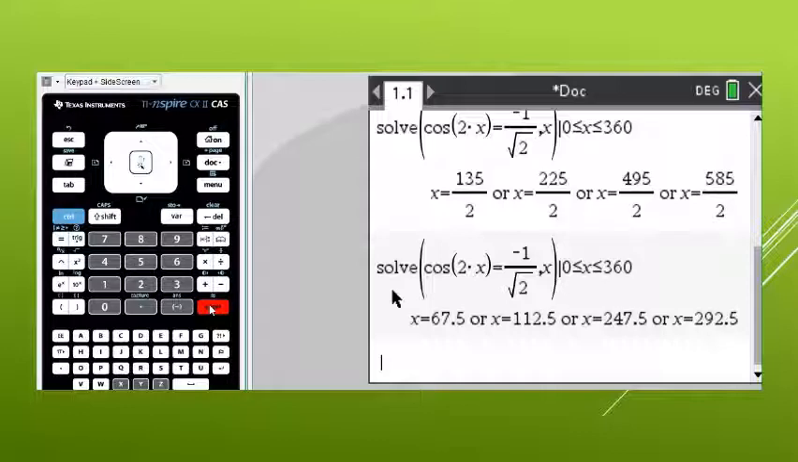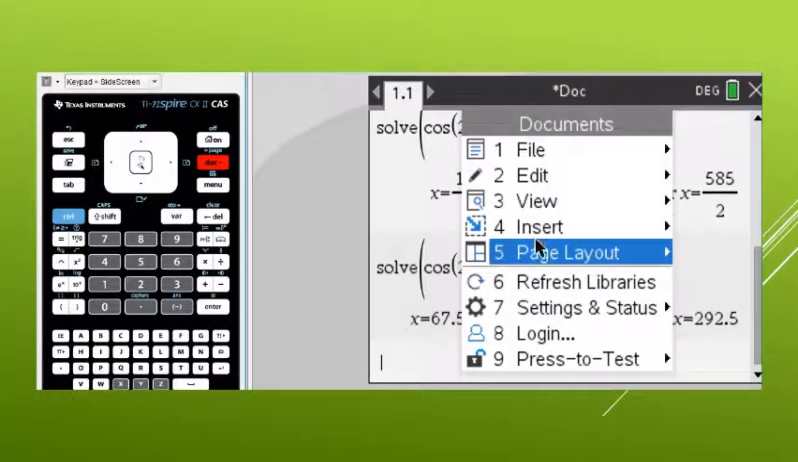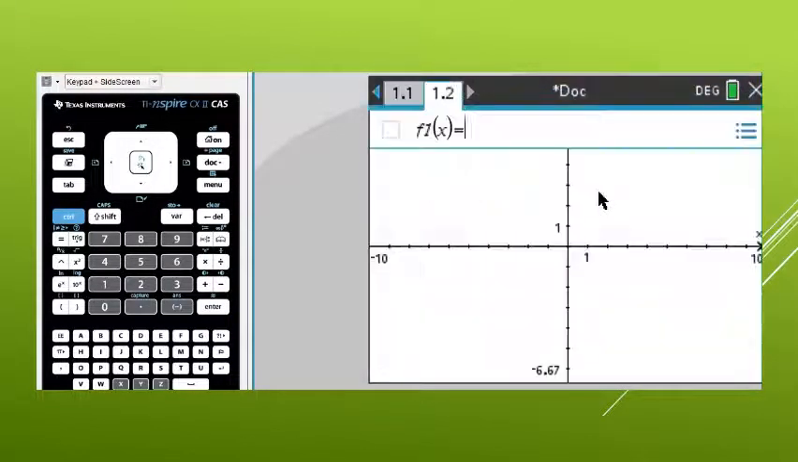Alright, just while we're on this, I'd like to have a look at the graphs of these. So I'm going to go to doc and go insert a graphs page. Alright, the first rule here I'm going to look at is sine of x.